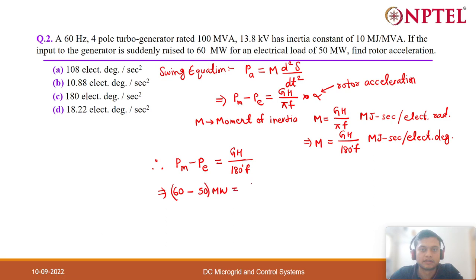G is the rated power of the machine, so G will be 100 MVA, and H we have as 10 megajoule per MVA, with 180 degree, and the frequency of the alternator is 60 hertz.